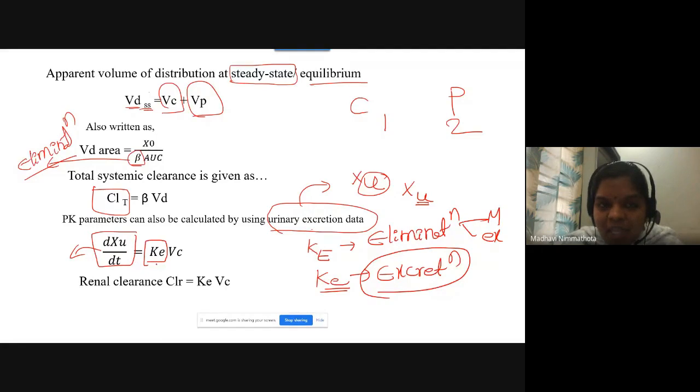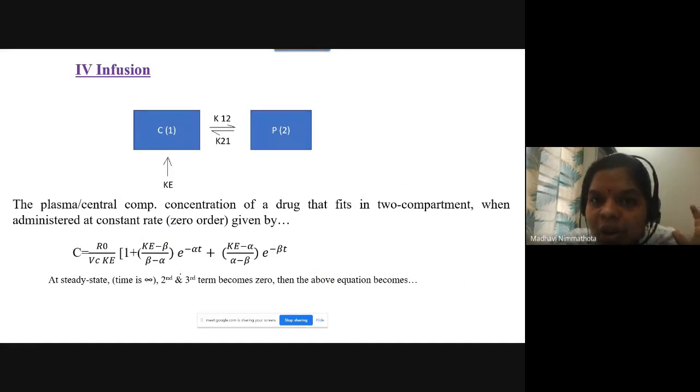dXu by dt is Ke, the excretion rate constant, into volume of central compartment. Here excretion we get only from the central compartment. That's why we can write Vc here. Then the renal clearance, CLR stands for renal clearance, Ke into Vc. So this dXu by dt is nothing but your renal clearance. So this is all about the two compartmental open model, IV bolus administration of a drug.